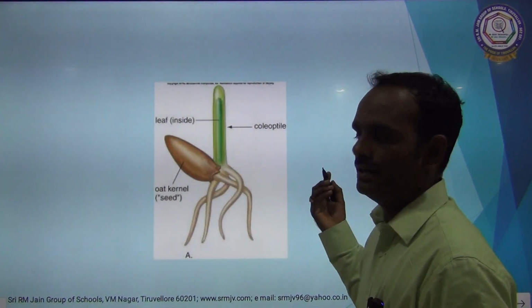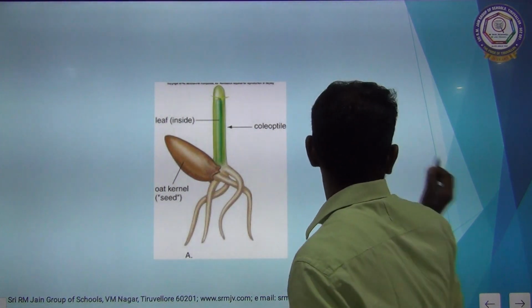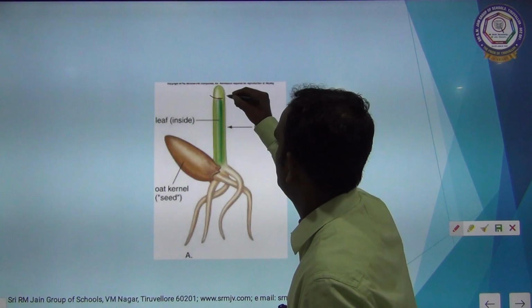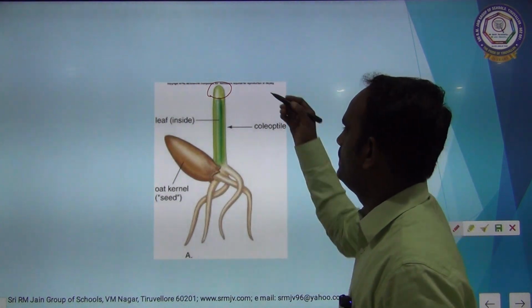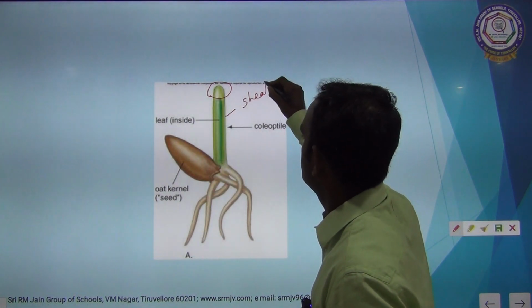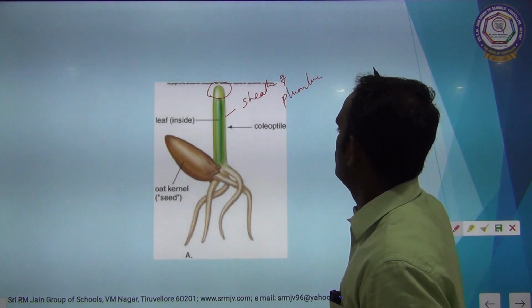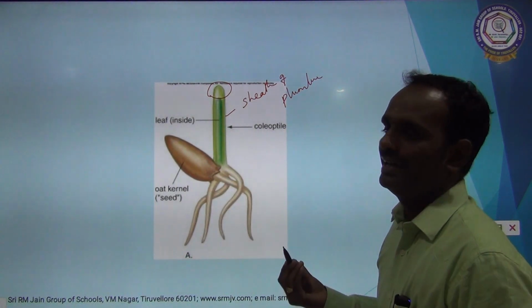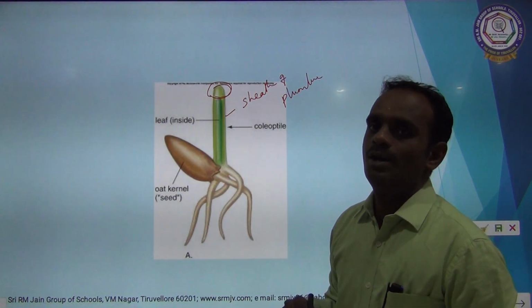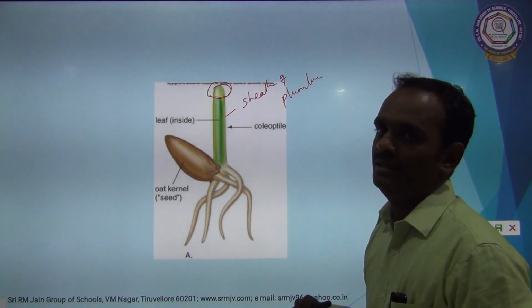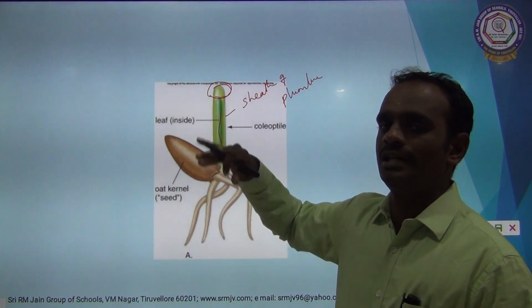See the picture here. This is a plant. In the first experiment, Went cut the tip of the coleoptile. Coleoptile is the sheath of the plumule. Once he removed the tip of the coleoptile, the plumule will not develop, the shoot will not develop.